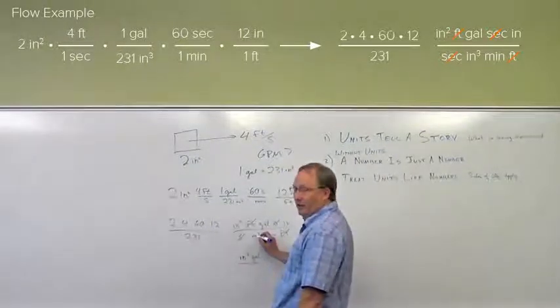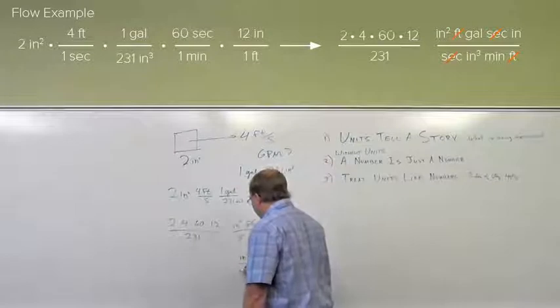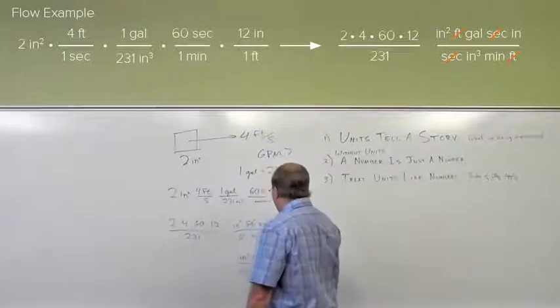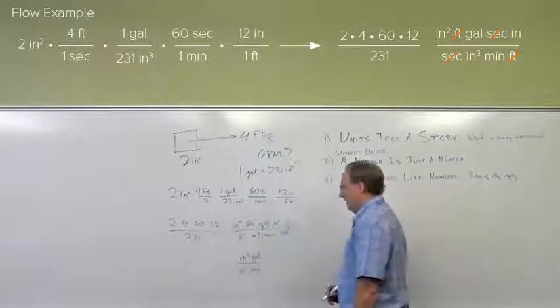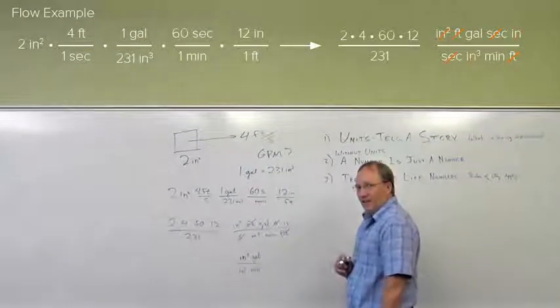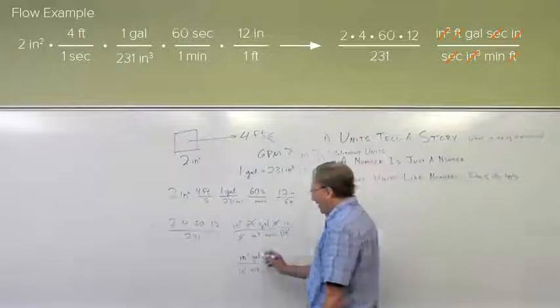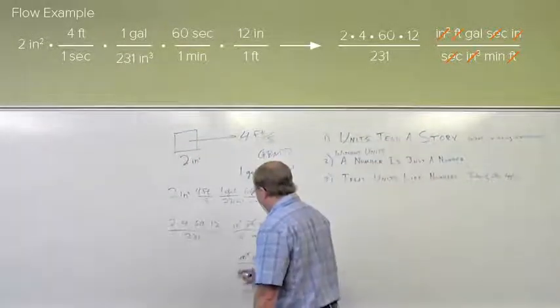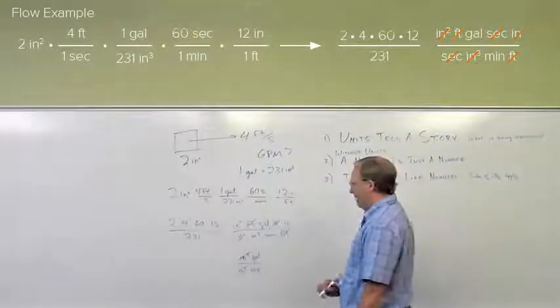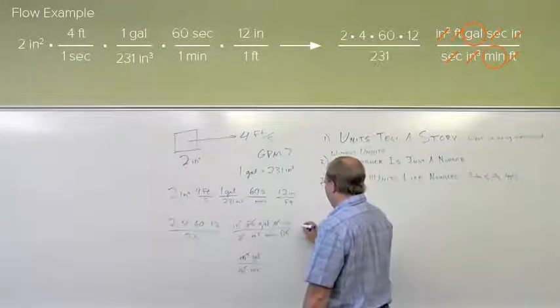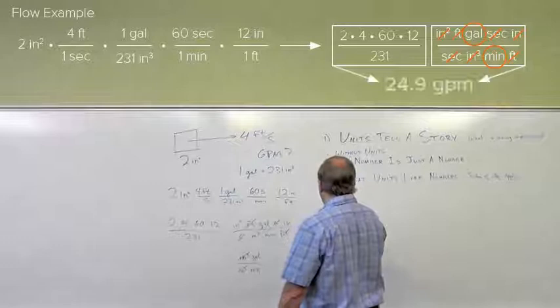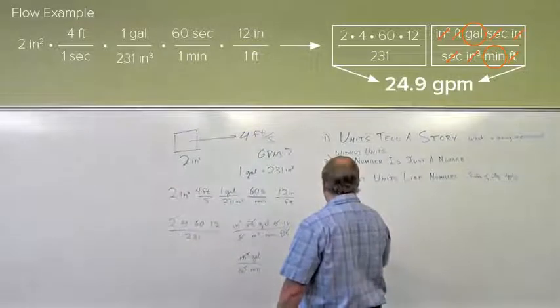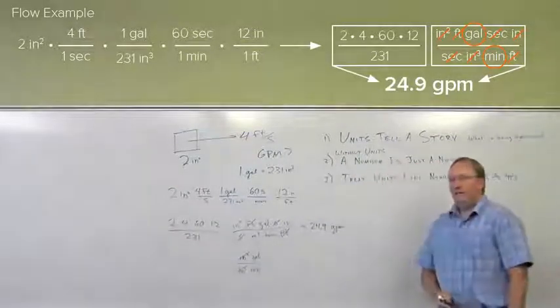I still didn't do anything with this yet, so here it comes. And we've got minutes. And you can see what's going to happen next. The inches cubed is going to go away with the inches cubed, and I'm going to be left with gallons per minute. And so the answer becomes 24.9 gallons per minute. And that's it.